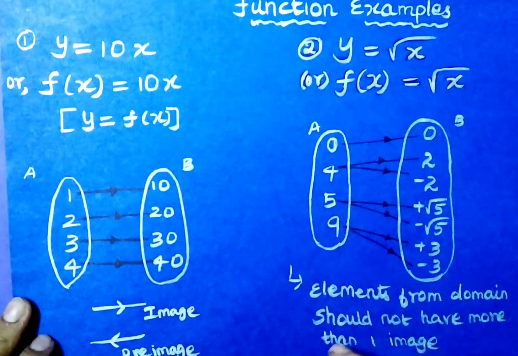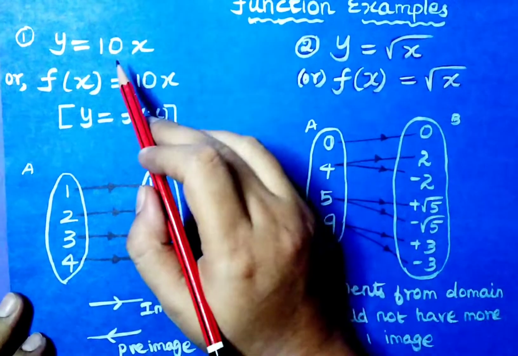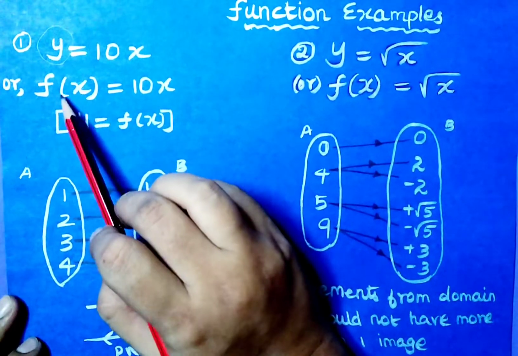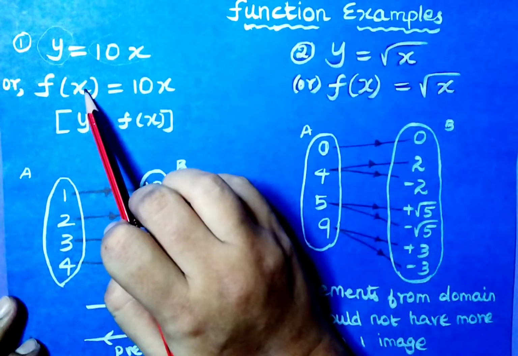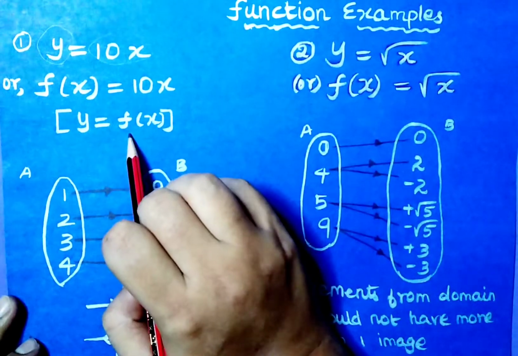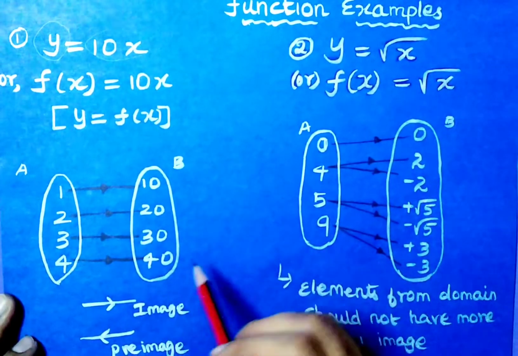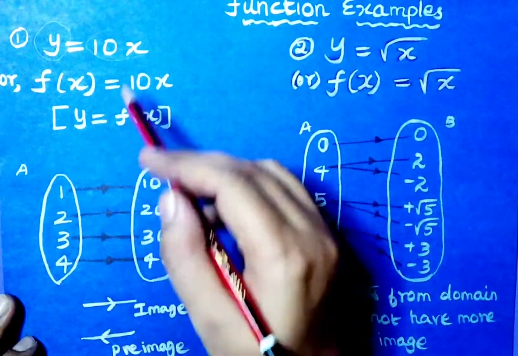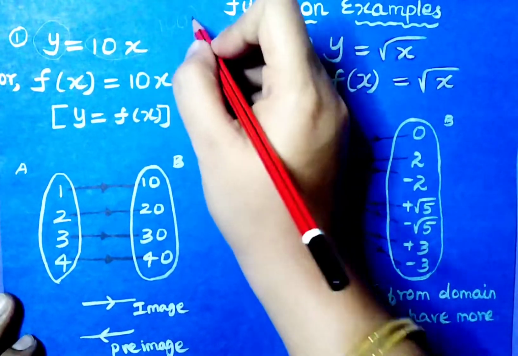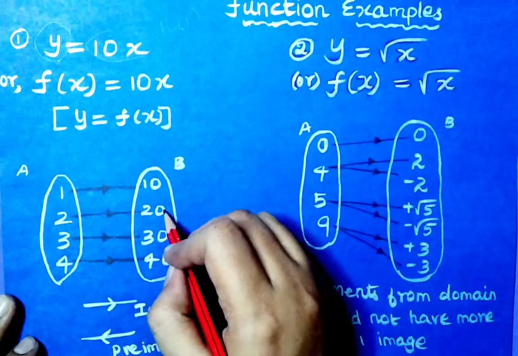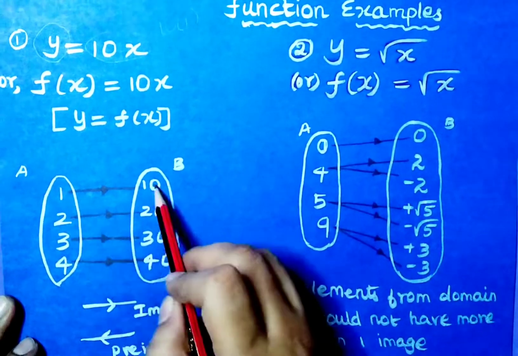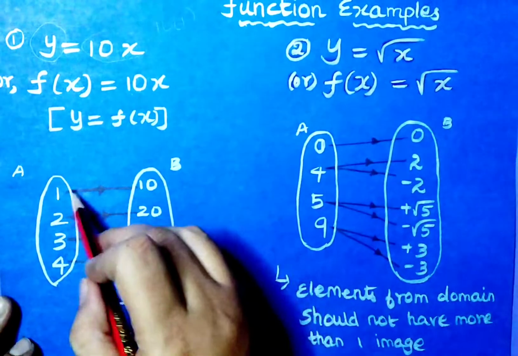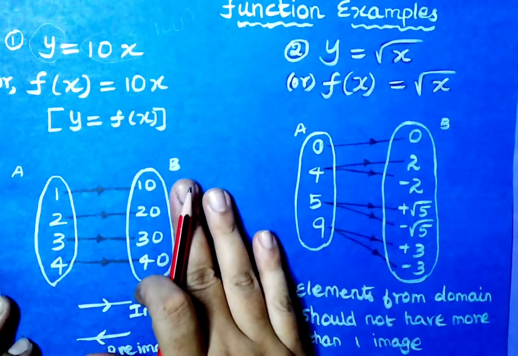We have a few examples: function, not a function. So y is equal to 10x. Either you can say y is equal to 10x, as I have mentioned earlier, or you can write f of x. Either you represent y or f of x, both mean the same. And the function here is from A to B. If they have mentioned natural numbers or given numbers for the domain, substitute here. So 10 into 1 is 10, 10 into 2 is 20, 10 into 3 is 30, 10 into 4 is 40.